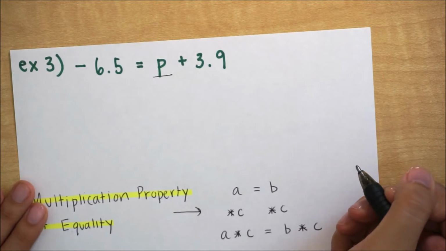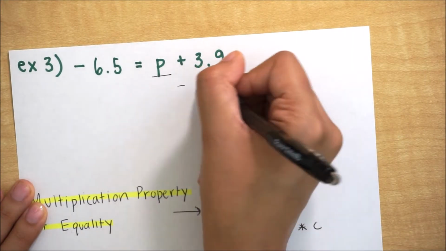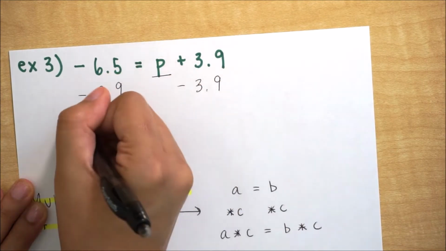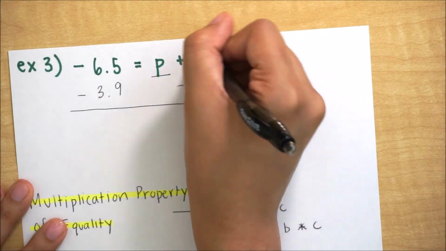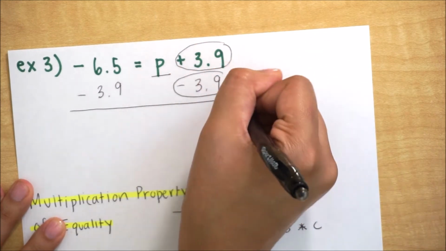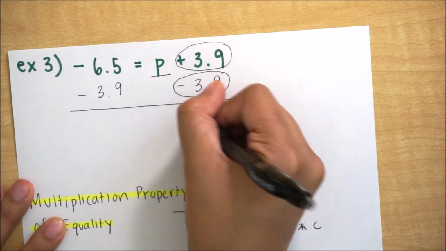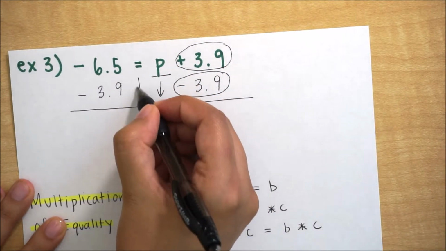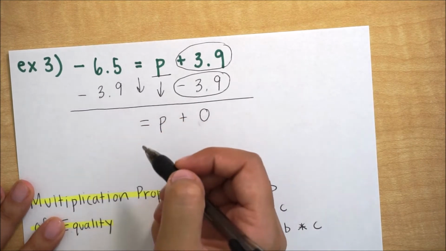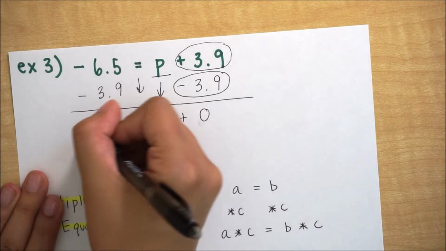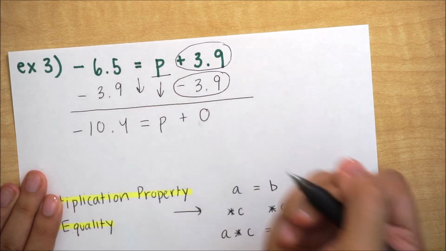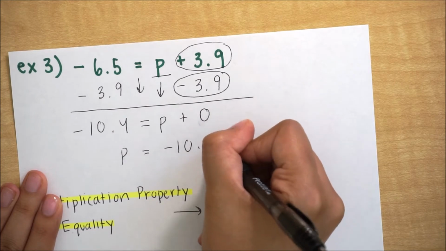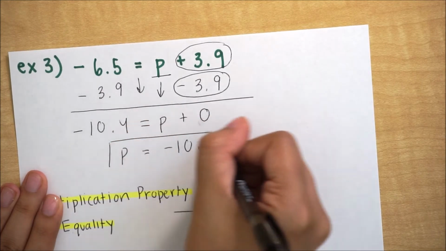Let's go to our third example. Here we want to make p independent. So what we do is subtract 3.9 from both sides. When we do that, we see that positive 3.9 minus 3.9 just gives us 0, which is exactly what we wanted. We bring the p down, we bring the equal sign down, and now we say negative 6.5 minus 3.9, which is negative 10.4. Again, the plus 0 means nothing, so p is just equal to negative 10.4. And we can go ahead and box that.